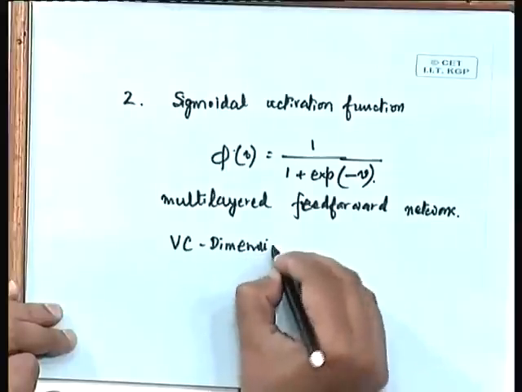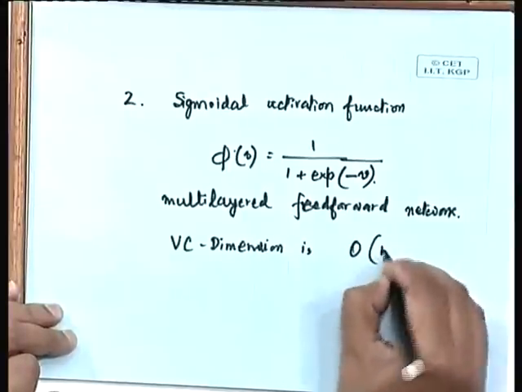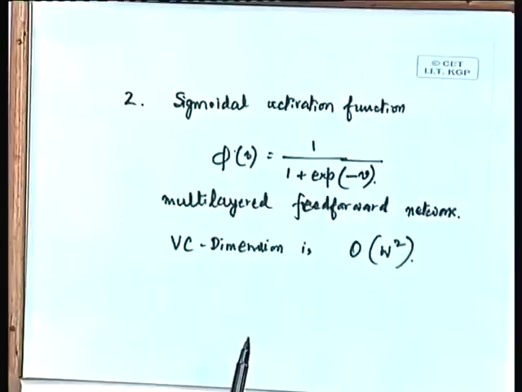So, for sigmoidal activation and with multi-layered feed forward, the VC dimension, this is very interesting, the VC dimension is order of W square. Understand? So, this obviously raises some interest. For linear activation, we had W. For threshold, we had order of W log W, and with sigmoidal, with multi-layered, we are having order of W square. In fact, the tricks are being done by the multi-layered.